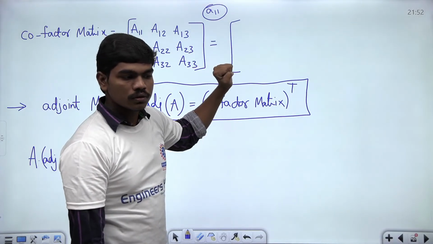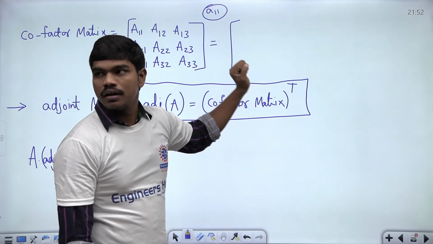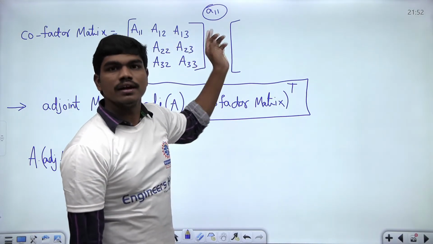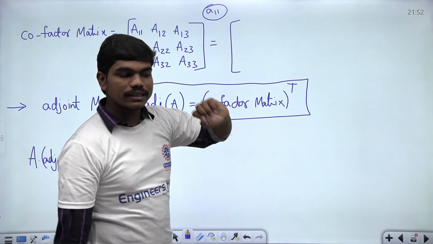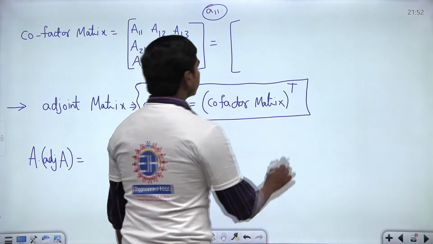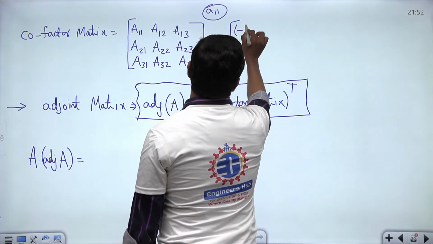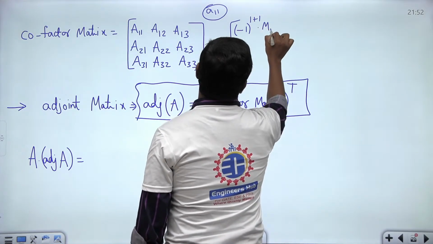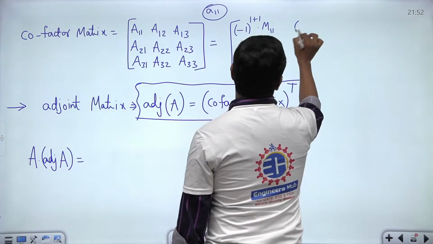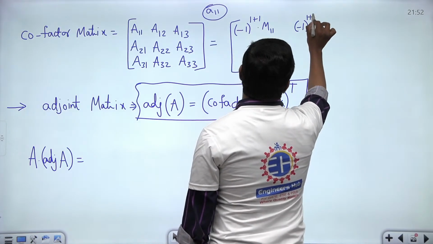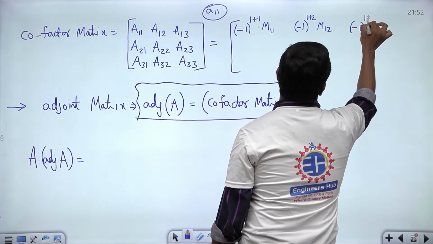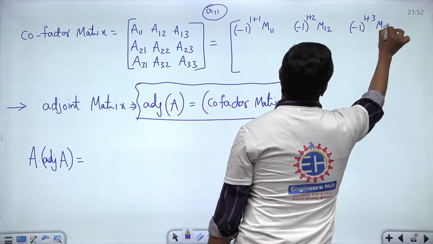Yes or no? So can you all understand? Whenever we are writing this capital A11, can I call this capital A11 a cofactor of the element small a11? So if I write, this value is nothing but (-1)^(1+1) into M11. Similarly, (-1)^(1+2) into M12. Next, (-1)^(1+3) into M13. This is what you have.